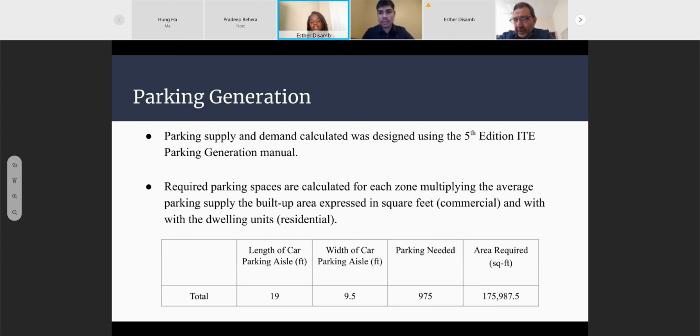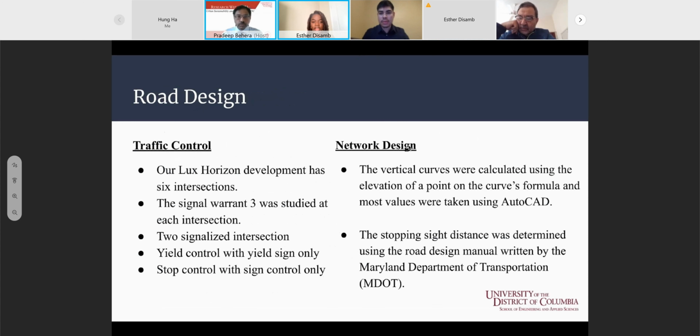Yeah, we can. And our parking spaces was up to 975. Next, please. And for the road design, we started the signal run 3 at each intersection of our development. 2 of our intersections were signaled, and our roundabout has a yield control sign, and the other intersection has a stop control sign. And for the network design, we calculated the vertical curves and the stop site distance following the Maryland Department of Transportation. Next, please.